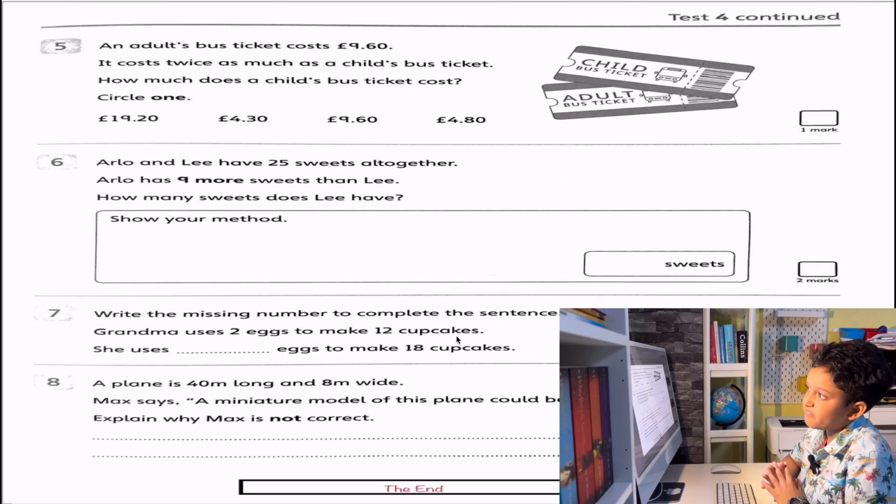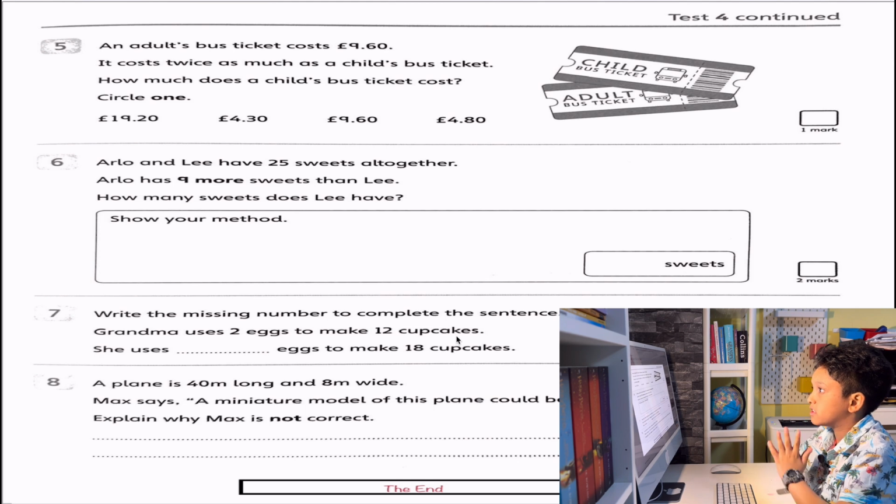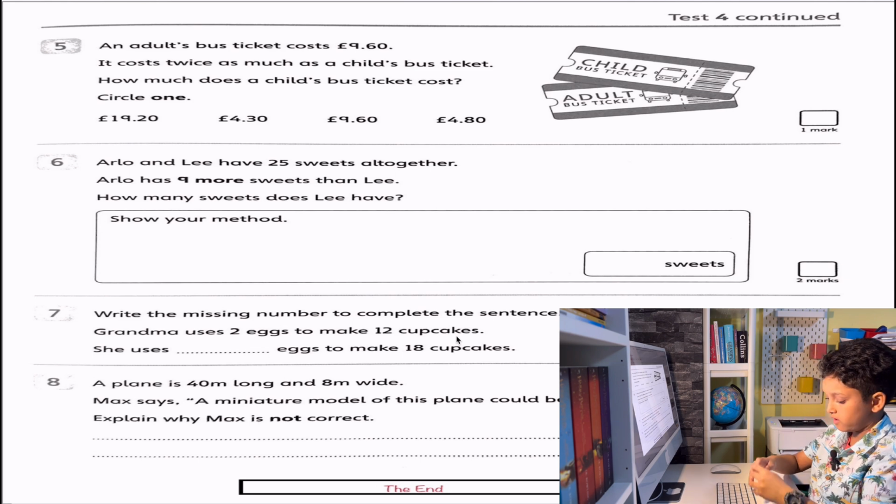Next page. Number 5. An adult's bus ticket costs £9.60. It costs twice as much as a child's bus ticket. How much does a child's bus ticket cost? Circle 1. We know that £9.60, when we divide it by 2, will give us £4.80. So the answer is £4.80.